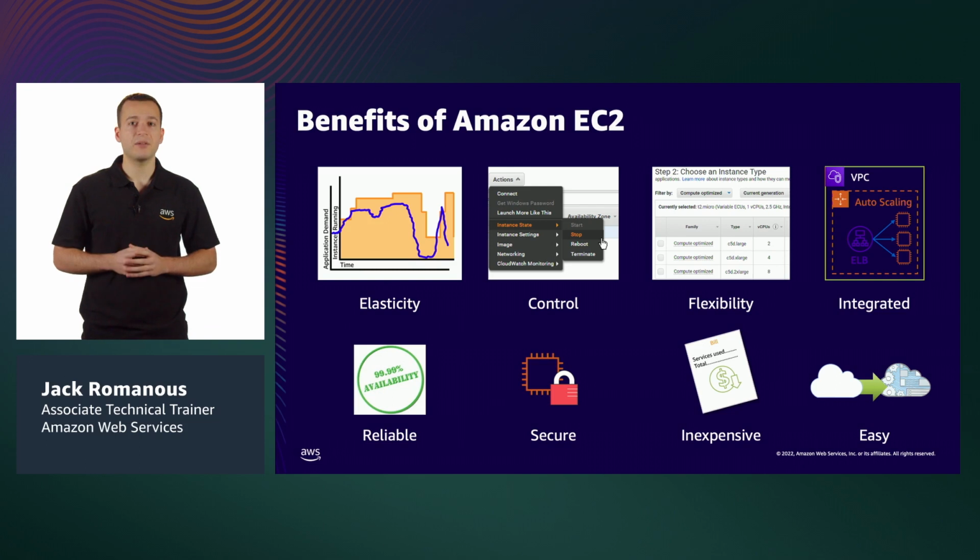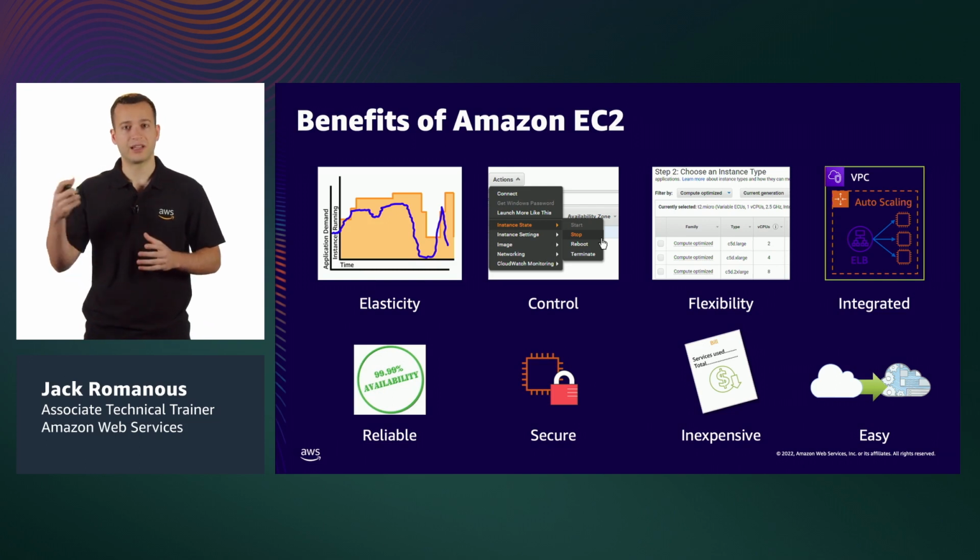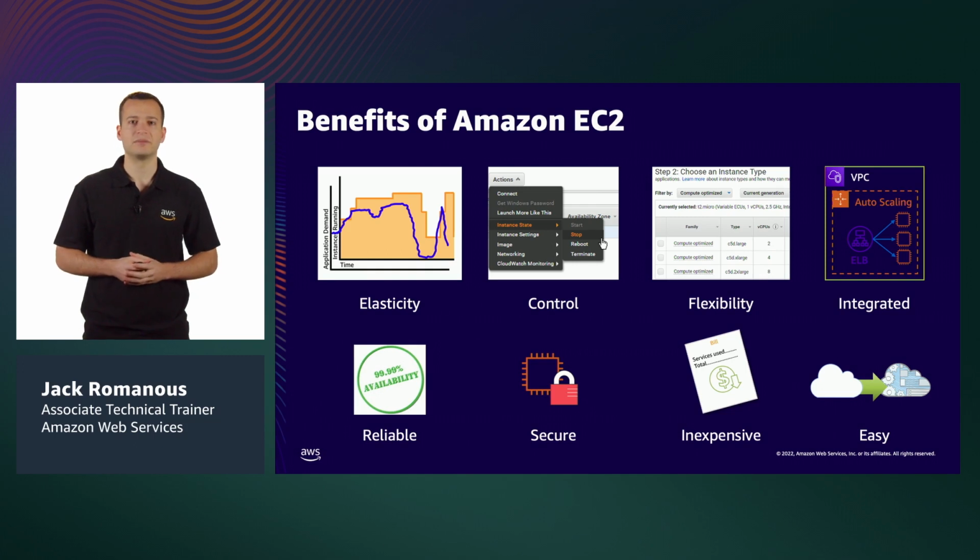There are a number of other benefits to EC2, including reliability and security, which we'll talk a bit more about later. It's cost-effective because you can pick the right type of instance for the job, whether it's a small or large instance with different resources matched to the specific workload you have for EC2.